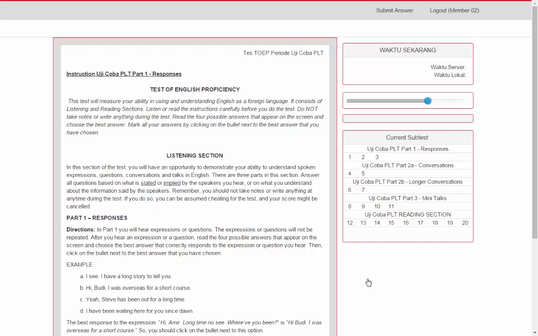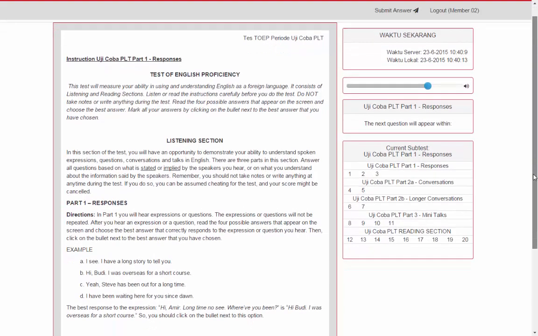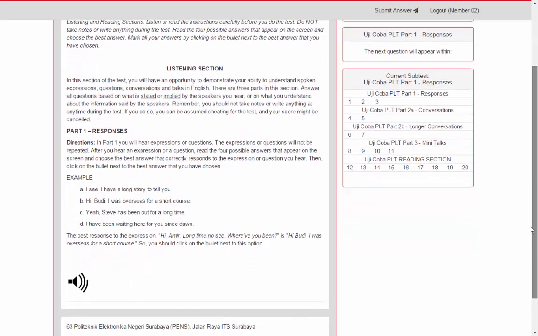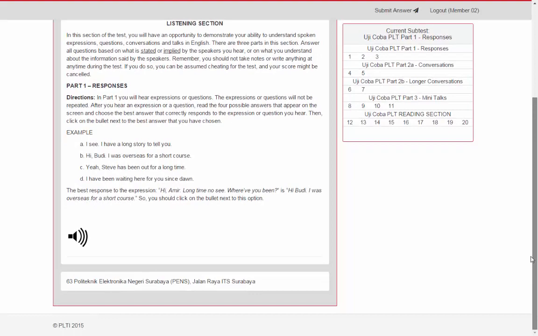Test of English Proficiency. This test will measure your ability in using and understanding English as a foreign language. It consists of listening and reading sections. Listen or read the instructions carefully before you do the test. Do not take notes or write anything during the test. Read the 4 possible answers that appear on the screen and choose the best answer. Mark all your answers by clicking on the bullet next to the best answer that you have chosen.